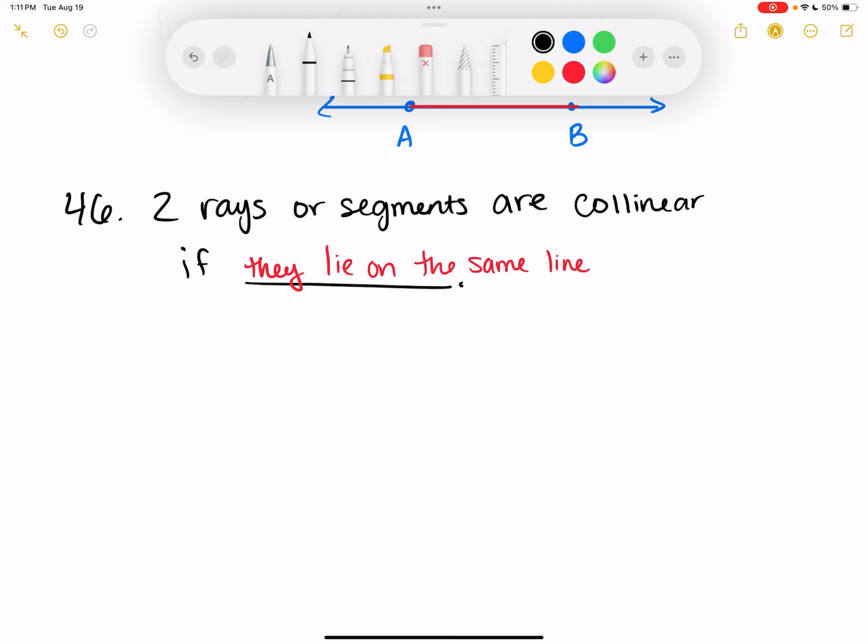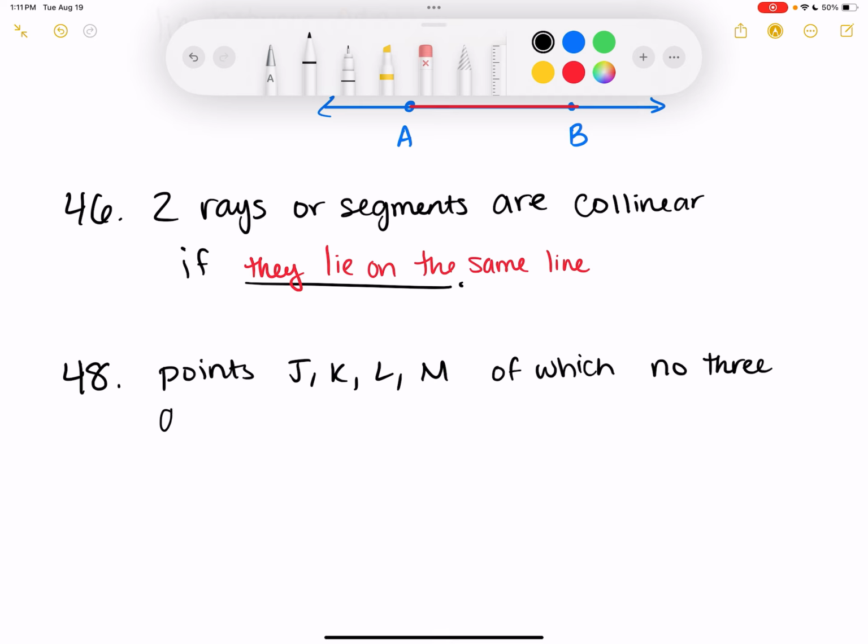48. These ones we're going to be sketching line segments and rays, like the one where I had you write the 3 dots on your paper. Essentially, we're going to be doing that. So this one's: draw points J, K, L, and M, of which no 3 are collinear.